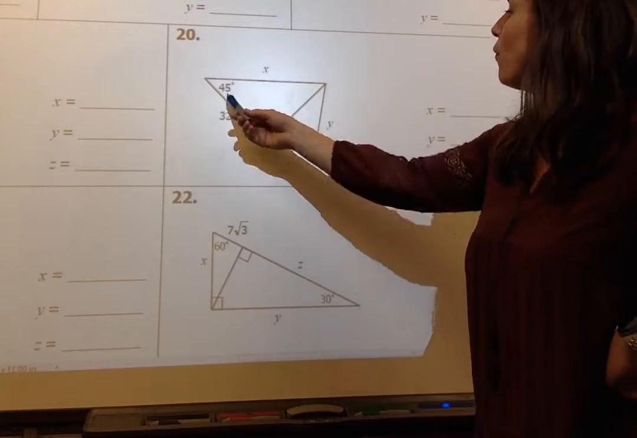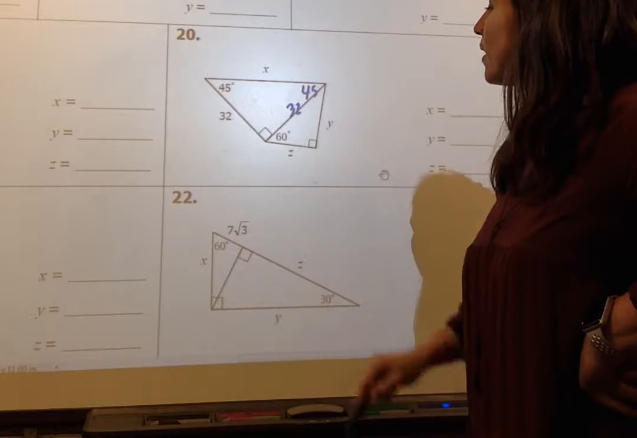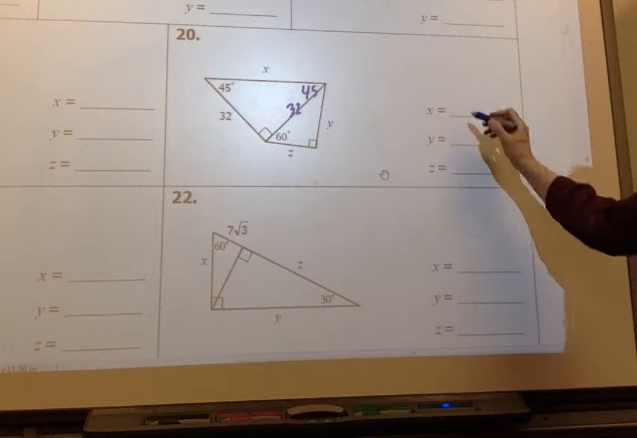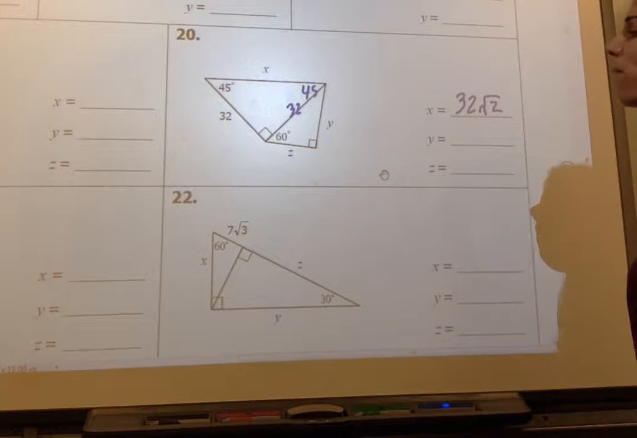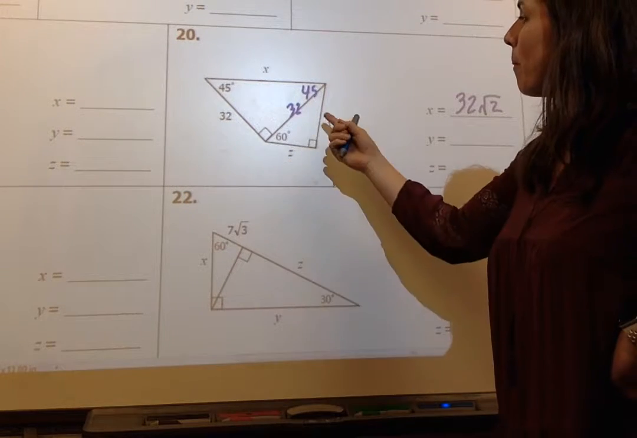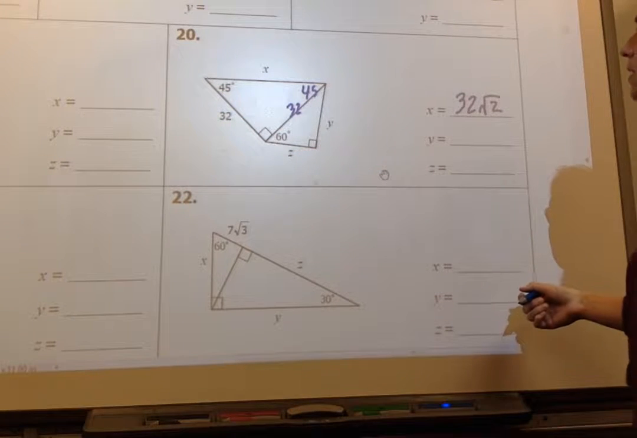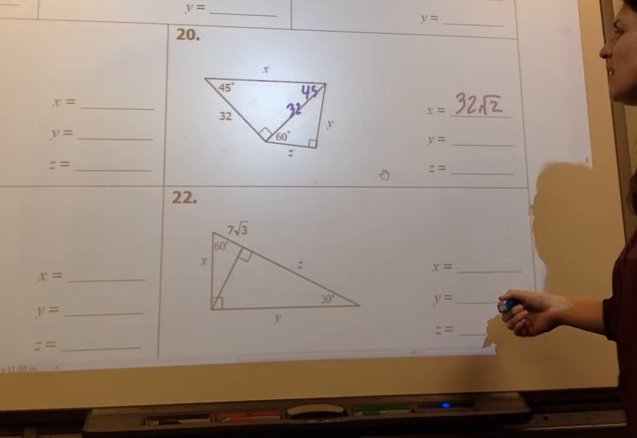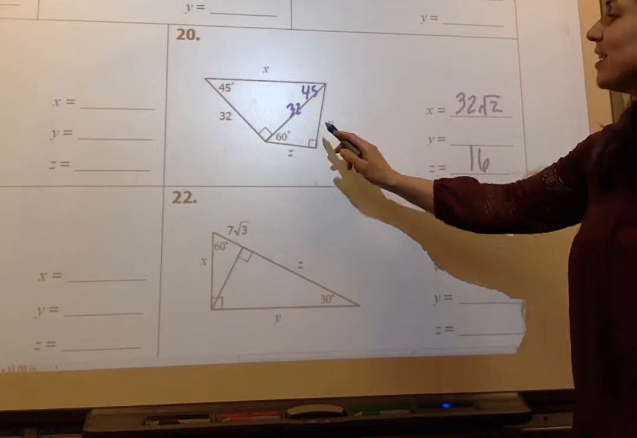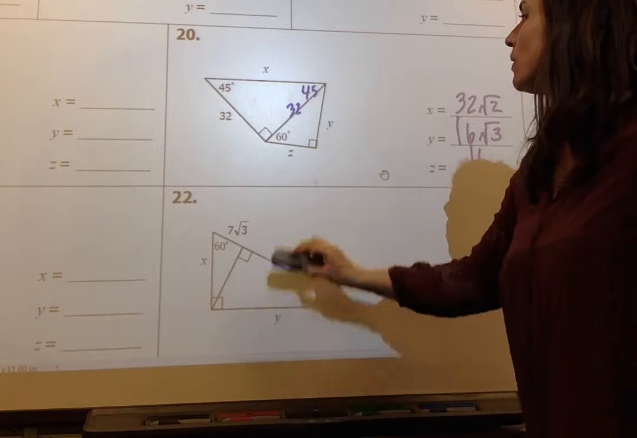All right, let's do number 20. I'm going to identify my 45-45-90 first. If this leg is 32, this leg is 32. My hypotenuse is times the square root of 2, so x is going to be 32 square root of 2. Now, I know that my hypotenuse on the 30-60-90 is 32, so my small length is going to be half of 32, which is 16. 16, and then 16 to my medium is 16 square root of 3. Okay, so that's how we do that one. You work it one step at a time.